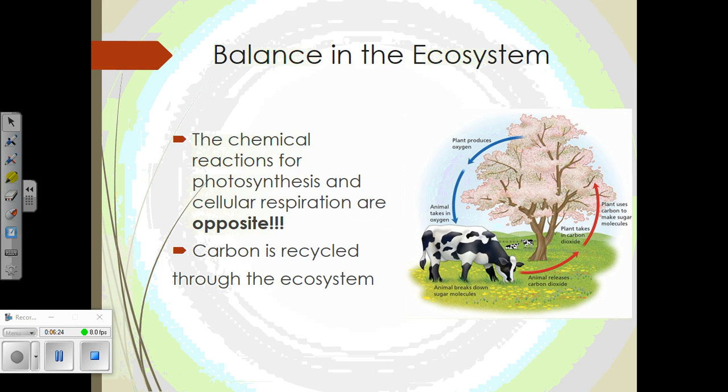And as long as that is the entire system, there will be a balance left in our atmosphere and on our planet. Where the system gets upset is where humans come in and start finding other combustion reactions that puts more carbon dioxide into the air than the plants are actually able to use up.